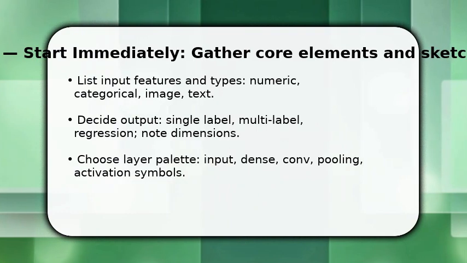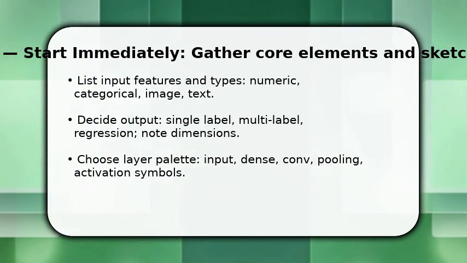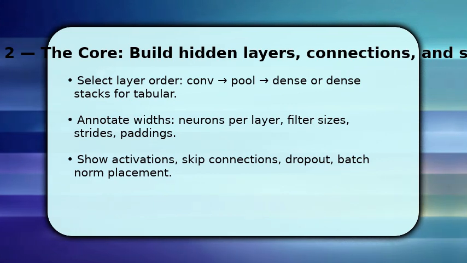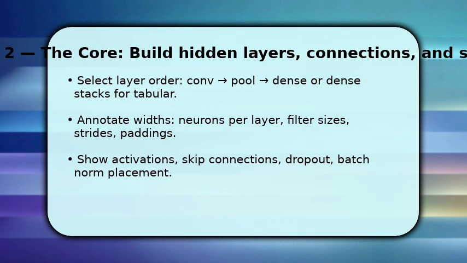Now connect inputs to hidden layers thoughtfully and explain why each choice matters. For images, stack conv and pooling, then flatten to dense. For tabular, use dense blocks with decreasing widths. Once done, annotate neuron counts, filter sizes, and activation functions so the diagram reflects capacity and compute.